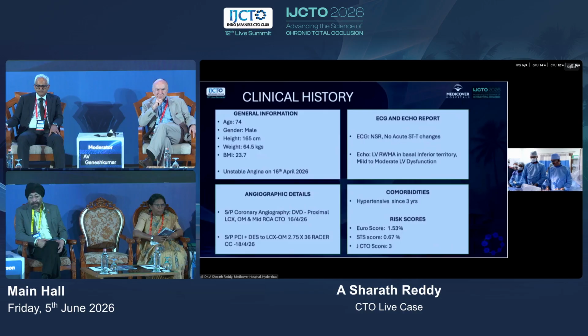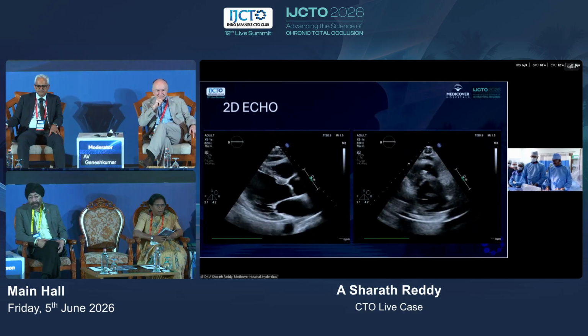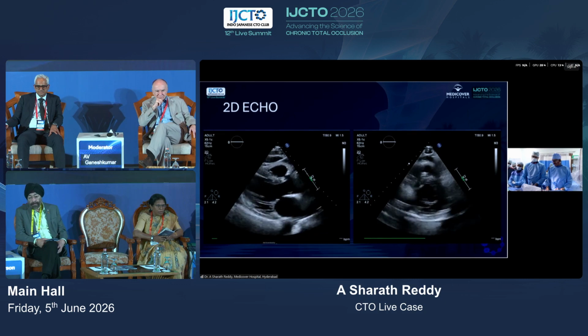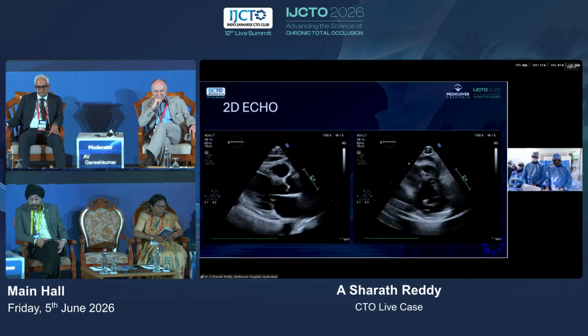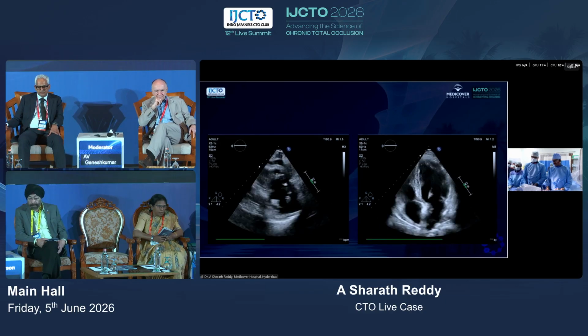Next slide. You can see this is an echo. You can see hypokinesia of the inferior wall, with still preserved myocardium. Overall, the LV has mild to moderate LV dysfunction.